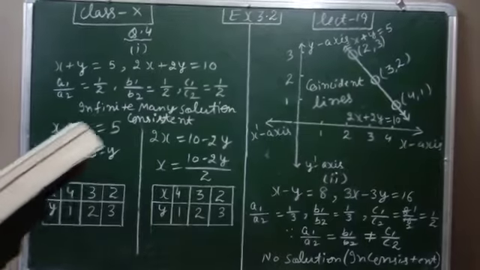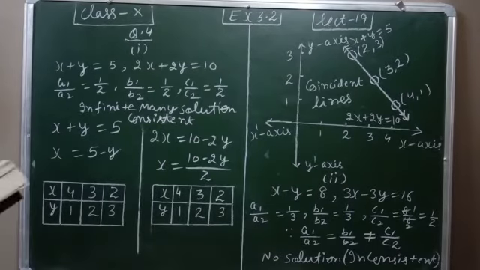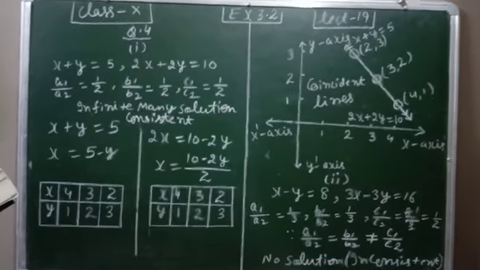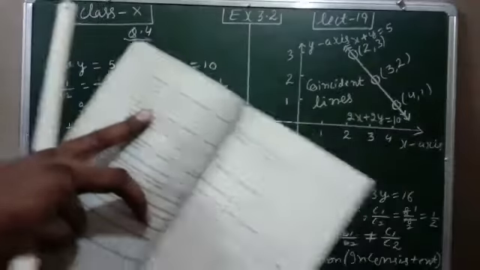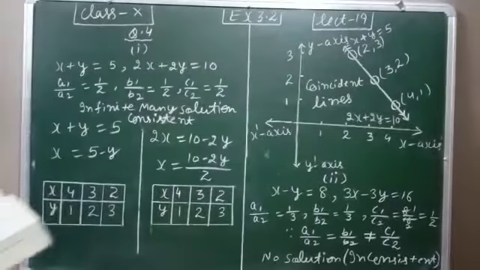Yesterday we learned that equations have a consistent solution when they have a unique solution or infinitely many solutions, and equations are inconsistent if they have no solution. We have four parts in question number 4, so let us solve them one by one.